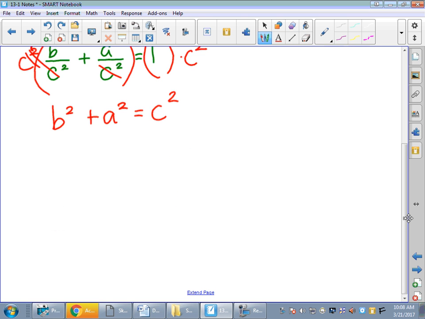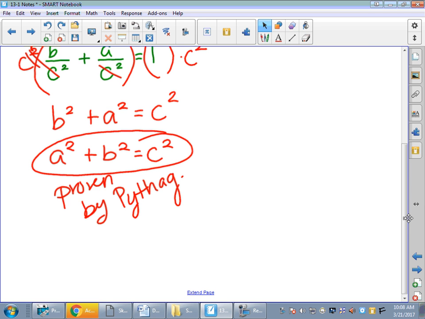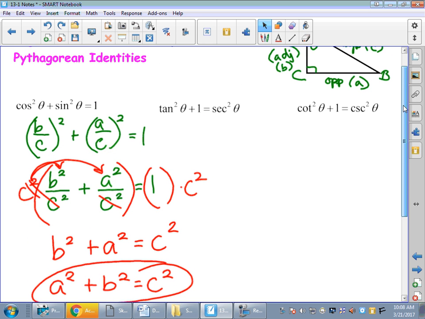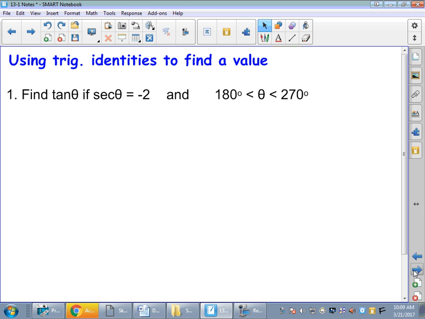Now you can see why a squared plus b squared equals c squared has already been proven by Pythagoras. We don't have to prove this because Pythagoras did it for us. It's a theorem. It's already been proven. So when you take the two sides of a right triangle, square them and add them up, it equals the hypotenuse squared. That's always true. What you'll get with all three of these Pythagorean identities is some form of the Pythagorean theorem. So that proof led us into another theorem that's already been proven. But we won't have to do that ever again.